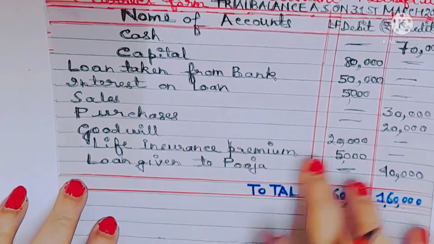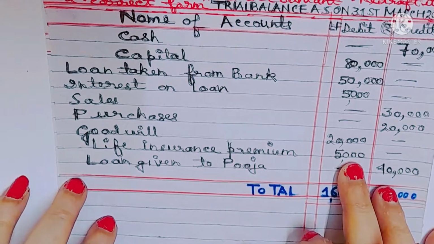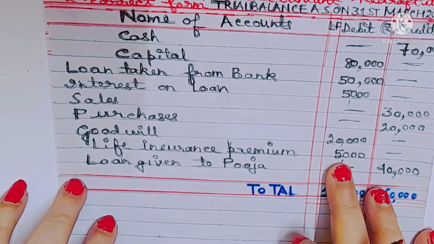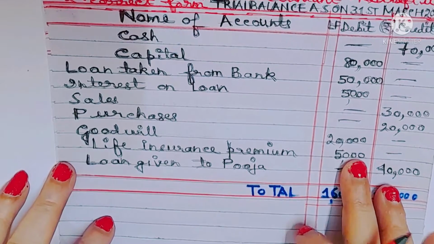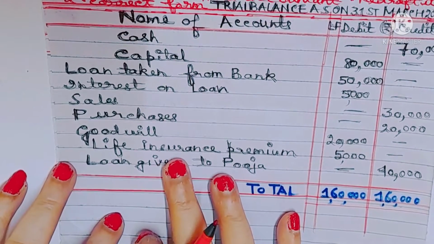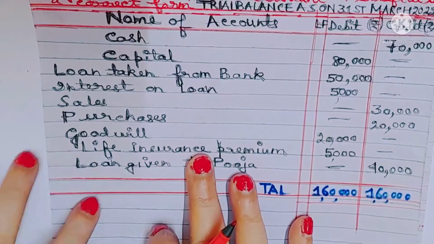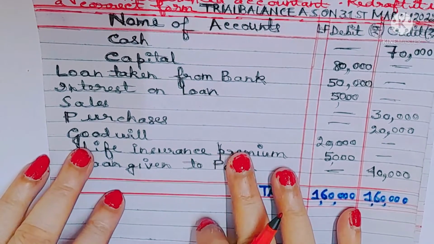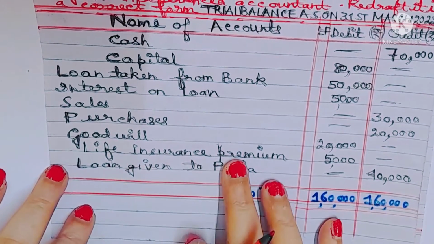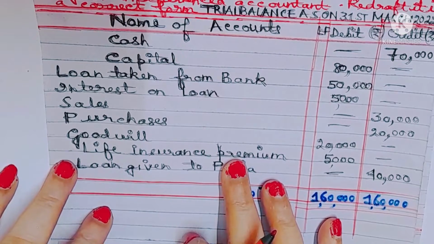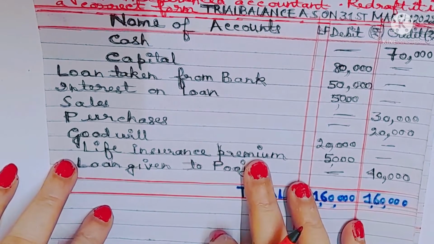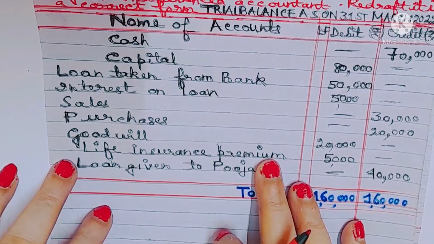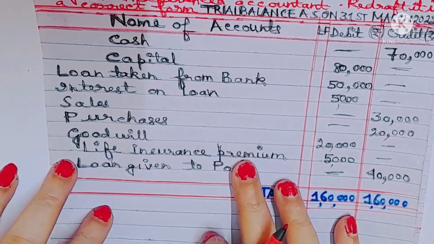Life insurance premium, 5,000. Life insurance premium is a debit balance which has been correctly written. Always remember, private expenses of the proprietor is known as drawings. Though we are not preparing journal entries, we'll write life insurance premium. Had we written in the form of journal entry, life insurance premium would not have appeared. We would have termed life insurance premium as drawings account.